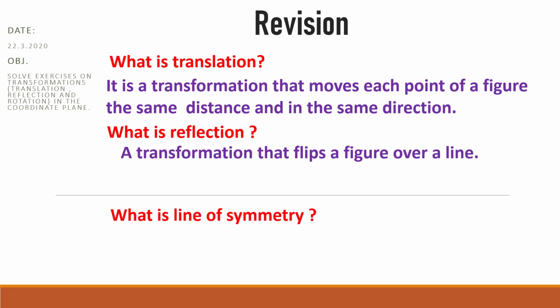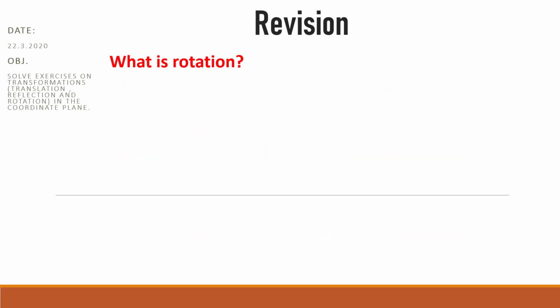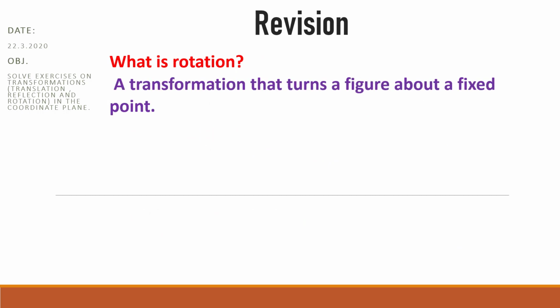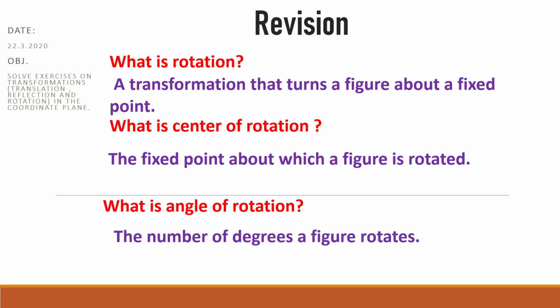What is line of symmetry? A line that divides a figure into mirror images. What is rotation? A transformation that turns a figure about a fixed point. And what is center of rotation? The fixed point about which a figure is rotated. What is angle of rotation? The number of degrees a figure rotates.